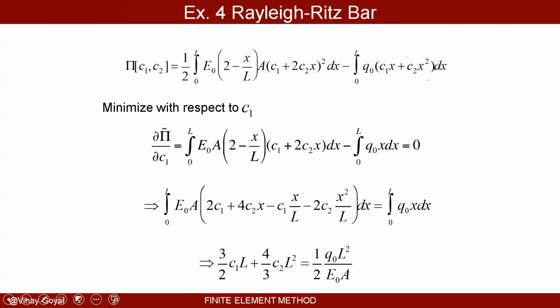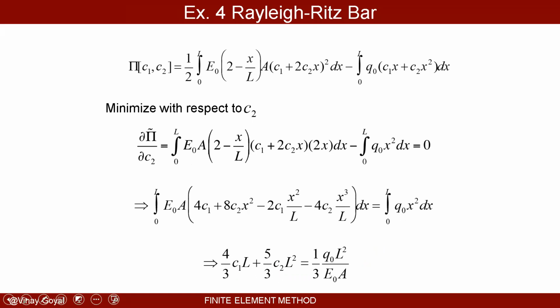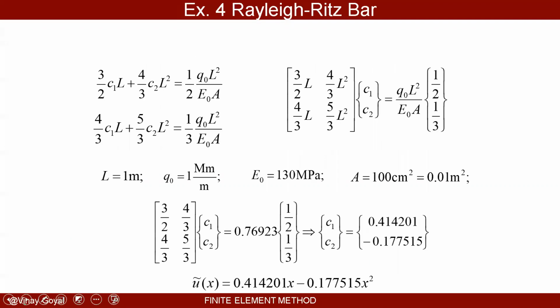And I did that here, minimize with respect to C1. I did it by hand. I get that equation number 1, which has C1 and C2. Now I'll take the derivative with respect to C2. I let Mathematica do it, but I'm doing it here so you can kind of see it differently. That's my second equation. Two equations, two unknowns. C1 and C2 are the unknowns. Solve for C1 and C2, and I get this.